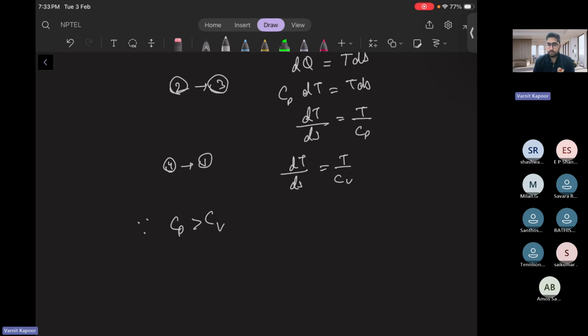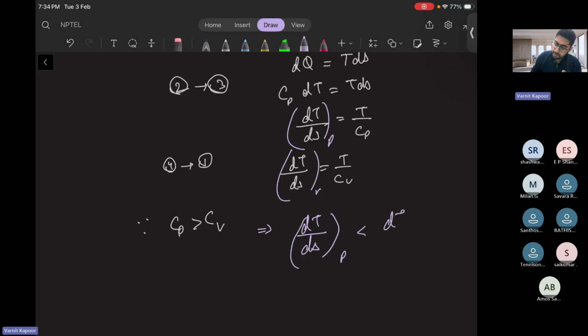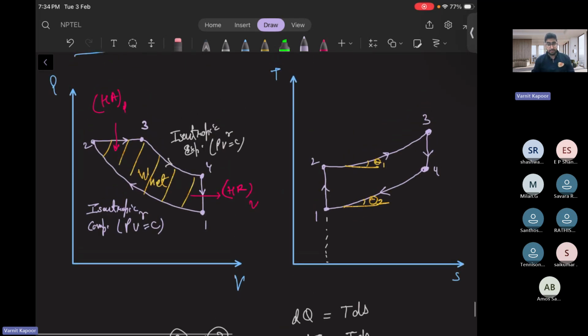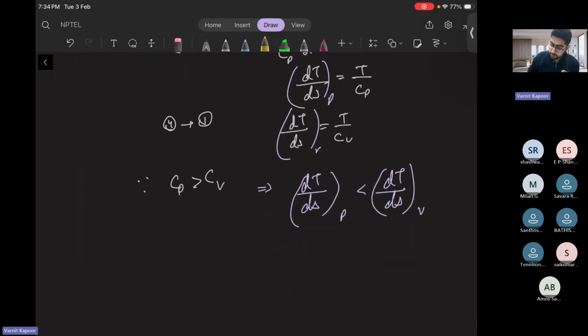Since we know that Cp is greater than Cv for air, you can sense that this will be higher than this. So this whole ratio will be less than the other ratio. The slope of a constant pressure process will be lesser than that of the constant volume process. This implies dT by dS at constant pressure is less than dT by dS at constant volume. So you can see that theta 1 is less than theta 2.